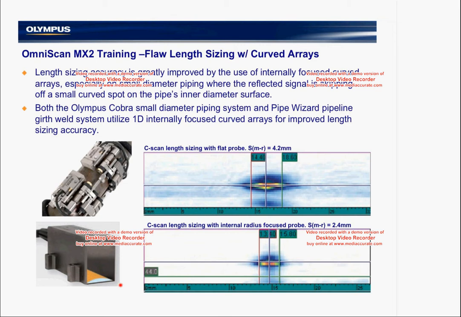The downside of the internal curved radius is that it is limited to a range of thickness instead of an indefinite range of thickness. And two applications very common for this are the small diameter boiler tube inspections typical of the Cobra inspection system that comes standard with those probes, and most of the pipeline construction high-speed girth weld systems like the Pipe Wizard benefit enormously from the improved length sizing probe technology.